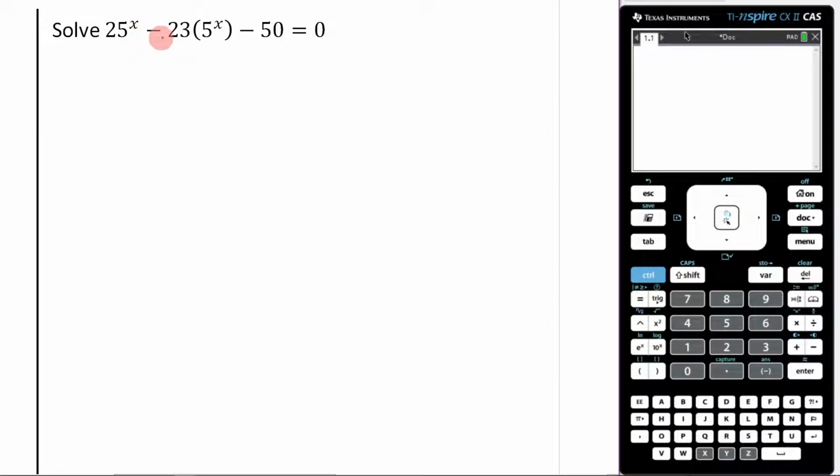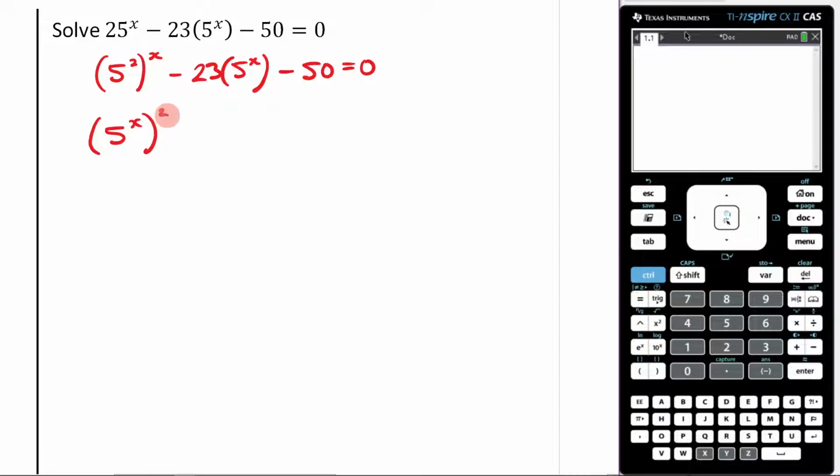I've got 25^x minus 23 times 5^x minus 50 is equal to 0. Immediately, I recognize that I can write this 25 as 5 squared, so (5^2)^x minus 23 times 5^x minus 50 is equal to 0. Once I have this, I can then swap the 2 and the x around. So this will be (5^x)^2, because remember, this is just 2 times x, which is 2x, and this is just x times 2, which is 2x. So it doesn't matter that I swap these around. Minus 23 times 5^x minus 50 is equal to 0.